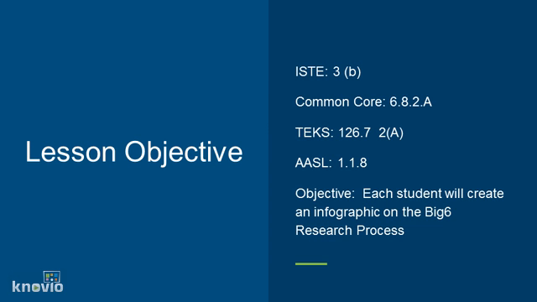Our AASL standard is you're going to demonstrate mastery of technology tools for accessing information and pursuing inquiry. At the end of your learning, you will be creating an infographic using either Piktochart or Canva on the process of the Big 6 to assist you with your classroom project or for future information literacy.